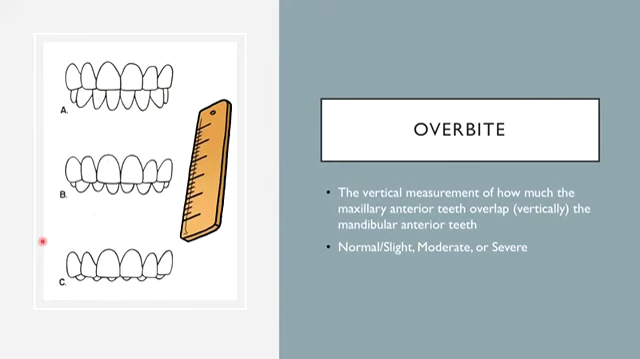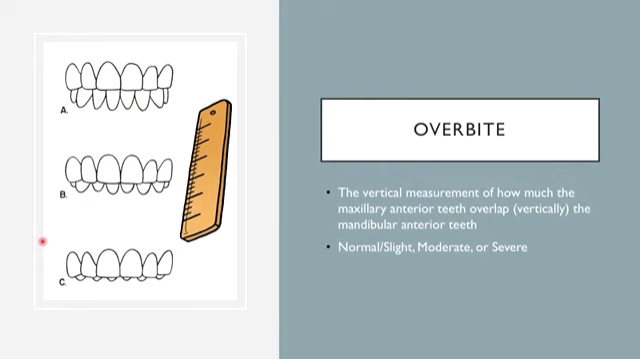The last topic under malocclusion is overbite. Overbite is the vertical overlap of the maxillary anterior teeth over the mandibular anterior teeth. With overjet and underjet that we talked about with Class 2 and Class 3 occlusion, that was more of the horizontal overlap, but overbite is the vertical overlap.